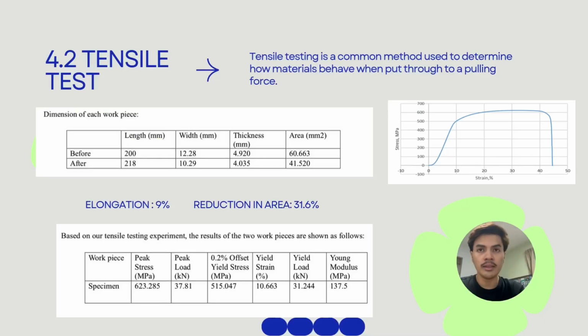The next one is tensile testing. Tensile testing is a common method used to determine how a material behaves when put through a pulling force. We have also included in this presentation the dimensions of the workpiece. Based on our dimensions, we have calculated the elongation and the reduction in area: the elongation is 9% and the reduction in area is 31.6%. Also, we have found the peak stress, the peak load, 0.2% offset yield stress, yield strength, and yield load, and Young's modulus. And for this presentation, we also included the stress-strain graph for this material.